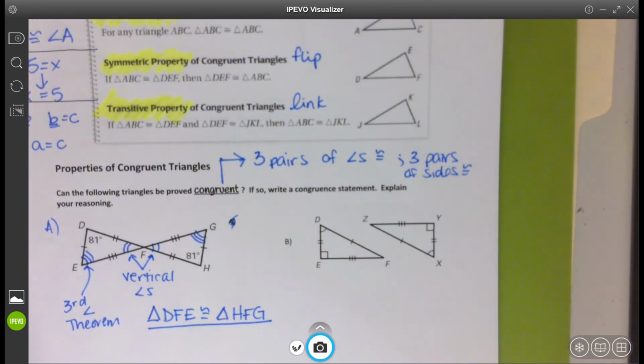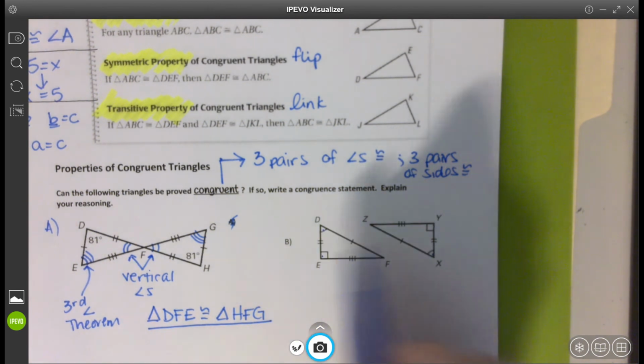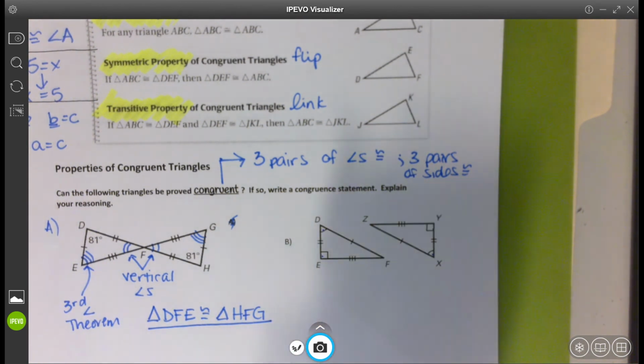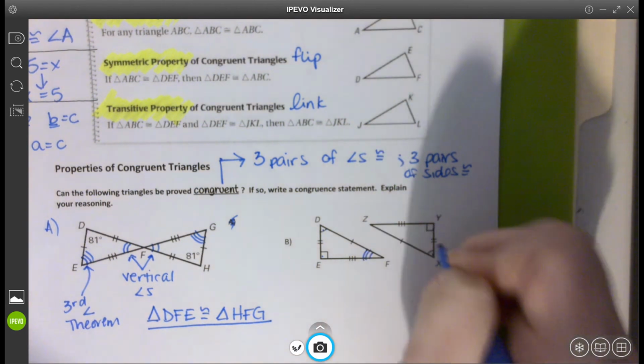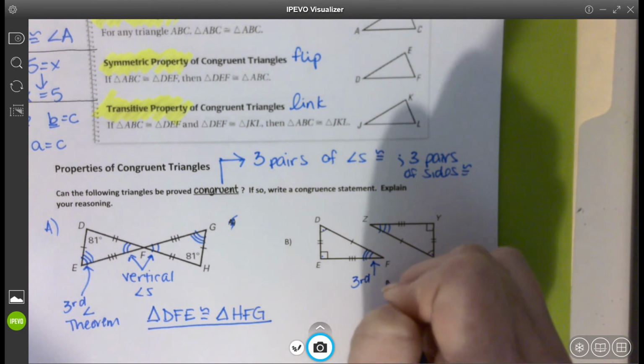All right, letter B. So here we have our 3 tick marks. So sides are taken care of, the sides are congruent. Now we're looking for angles. I have 1 pair of congruent angles. I have 2 pairs of congruent angles. So that means the third can get marked off. And I can say they're congruent by the third angle theorem.